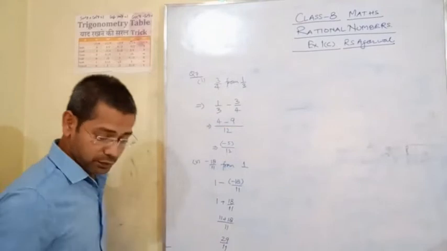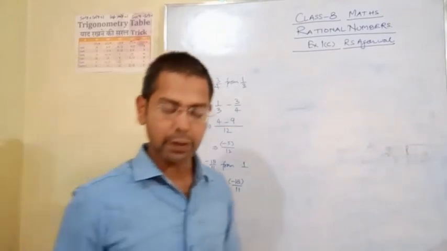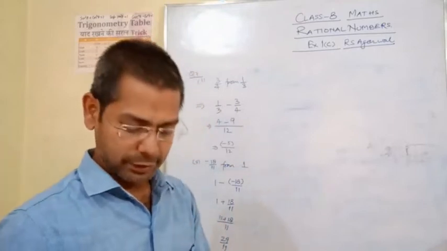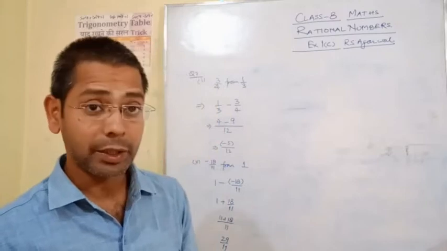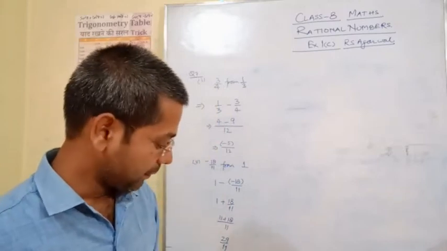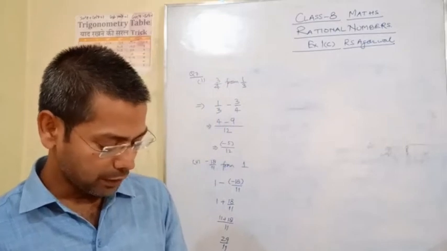Now the next question. In the same way, you can do all the rest of the parts. There are a total of 8 parts. Let me show you the picture. I will send you the picture of the exercise. Using the rearrangement property, find the sum.